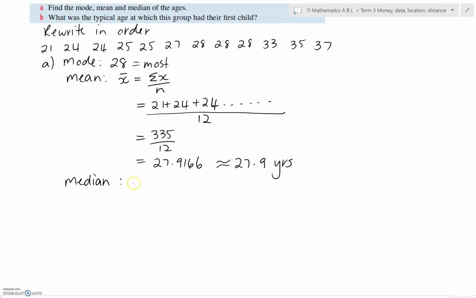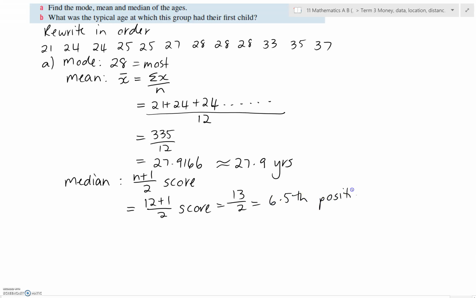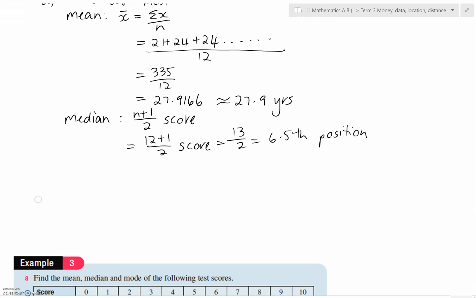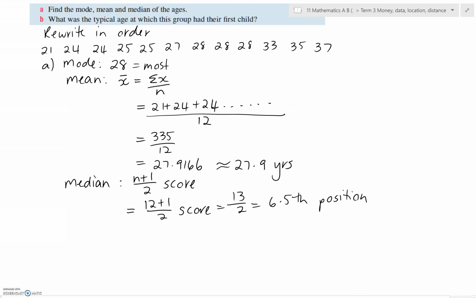Our median, use that formula to find that n plus 1 over 2 score. So it's telling you which one is the median, this formula. So we've got 12 data items, which means we want the 6.5th position. And when you've got an even number of data like we've got here, the item we actually want is going to fall in between the two. So that means we need to find the average of the 6th and the 7th, which means it's actually going to fall in here. Our median is going to fall in between the 6th position and the 7th position.